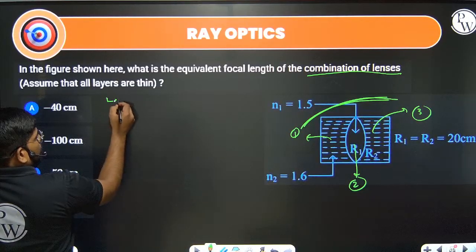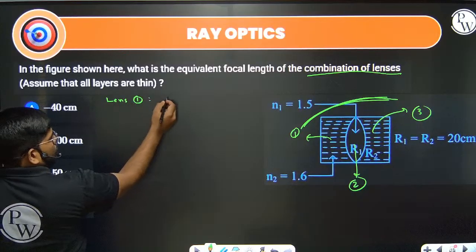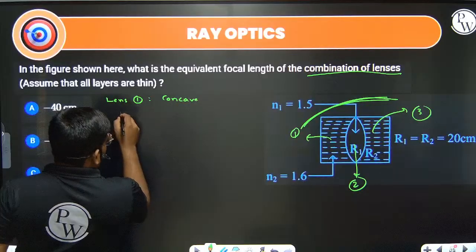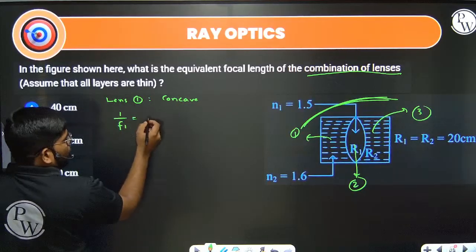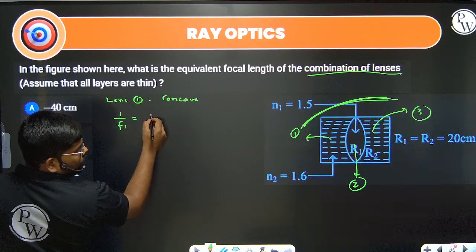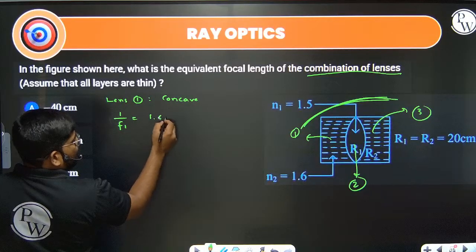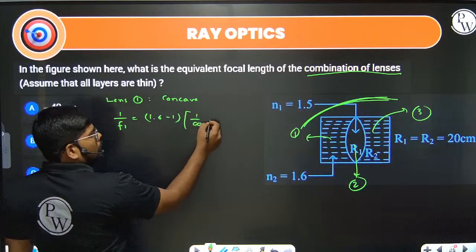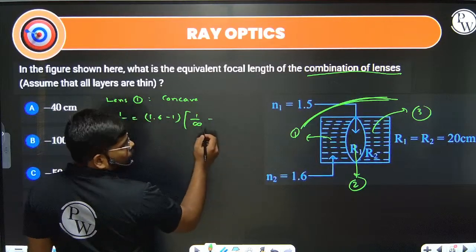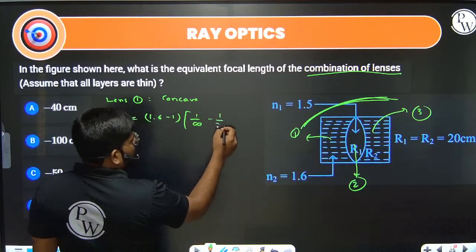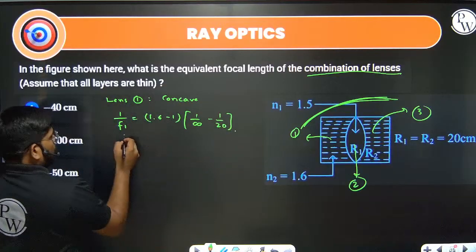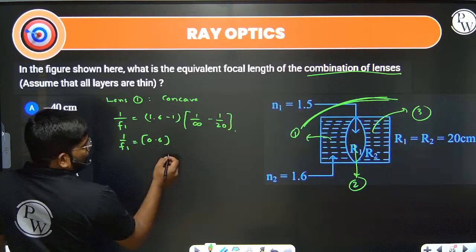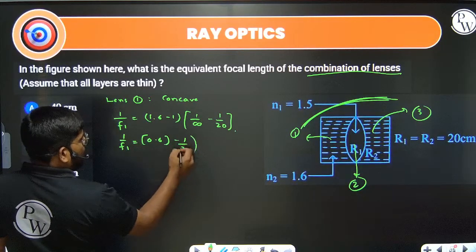Lens 1 is a plano-concave lens. So 1 by f1 is equal to mu minus 1, where mu is given as 1.6, into first radius infinity minus second radius, which is positive, and the radius of curvature is 20 centimeters. 1 by f1 is coming out to be 0.6 into minus 1 by 20. Let us keep it as it is.